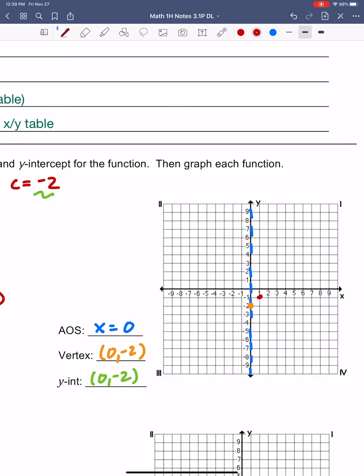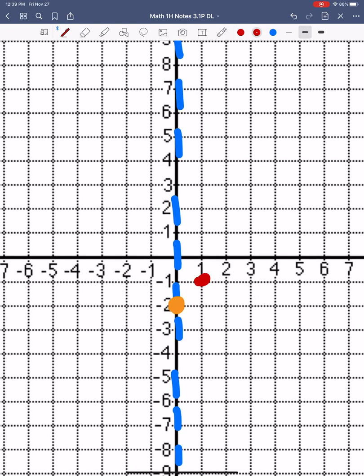And now this is the nice part about these parabolas. Remember, they're symmetric. So if I zoom it in big time here, notice that this dotted line, the axis of symmetry, goes right down the middle. So if I have a point that is 1 to the right, then I also have a matching point that is 1 to the left. So I'm going to go ahead and fill that point in there.